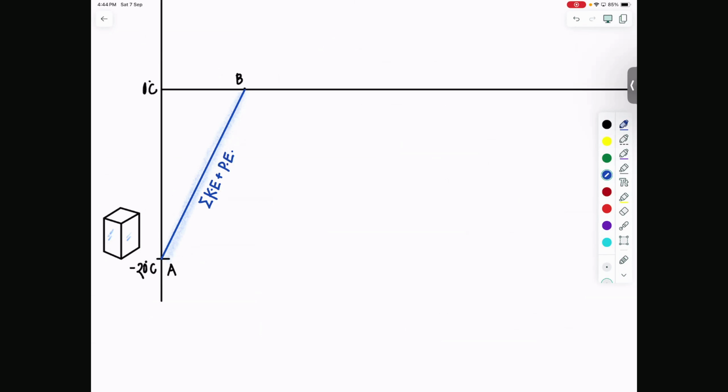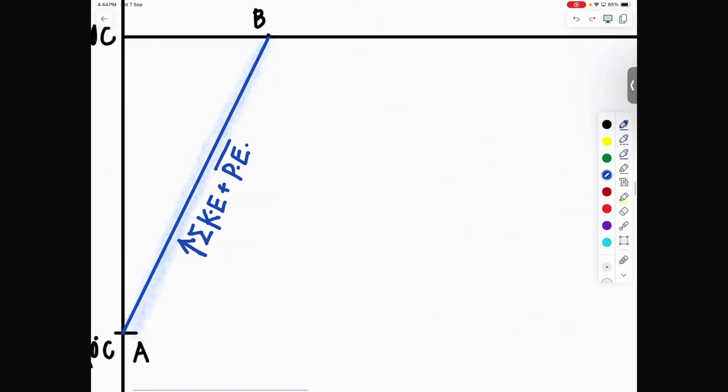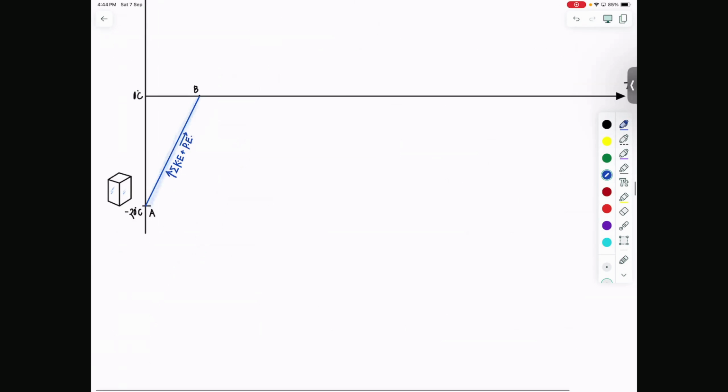Can you tell me here which one is changing? Is it the K or the P? K, because there's a temperature rise. So K is increasing and P is what here? Constant. This is important, okay? So our K is increasing, but potential energy is remaining constant.